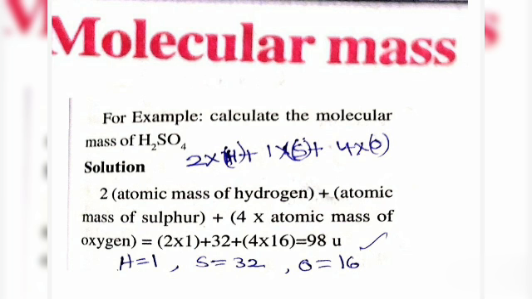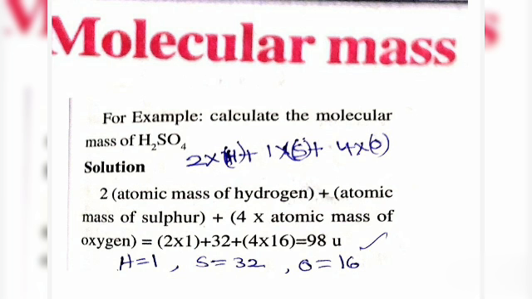So it is therefore the relative masses of the molecules expressed in unified mass units. The molecular mass of a substance is nothing but the sum of the atomic masses of all the atoms in a molecule of the substance. For example, now we will calculate the molecular mass of H2SO4, which is sulfuric acid.